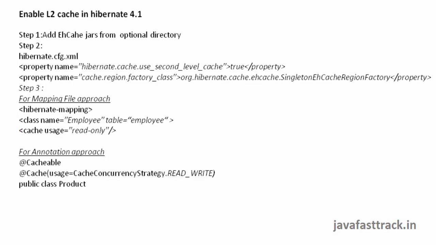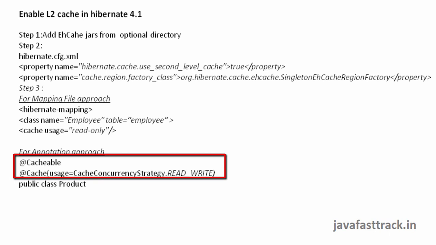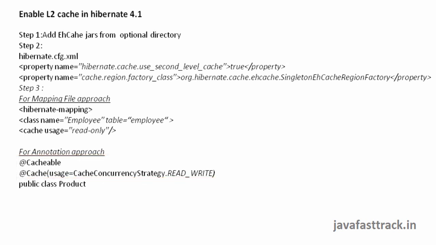For the programs which use the annotation approach, you should put this on top of the class. On top of the employee class or product class or any class, you should put the cacheable annotation and cache usage equal to read only or read write or anything. On top of the class, you should put the cache concurrency strategy. These are called cache concurrency strategies. Either you mention it in the mapping file or you mention it through annotation in the Java class.